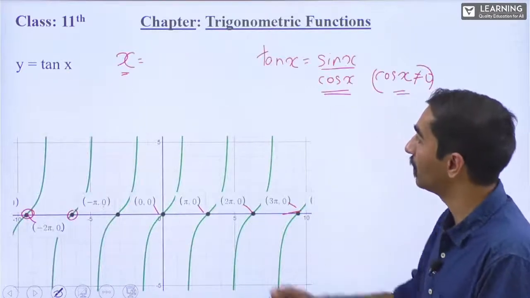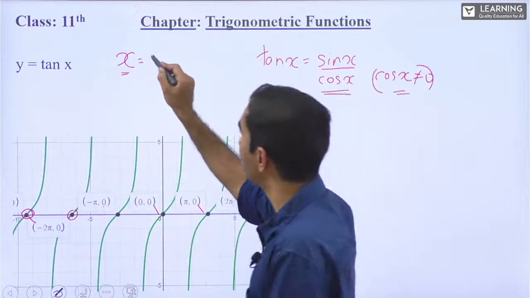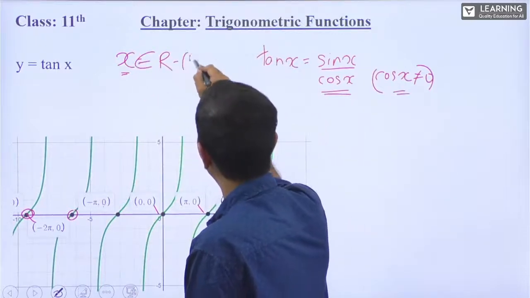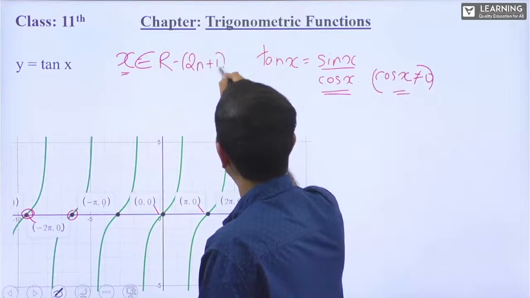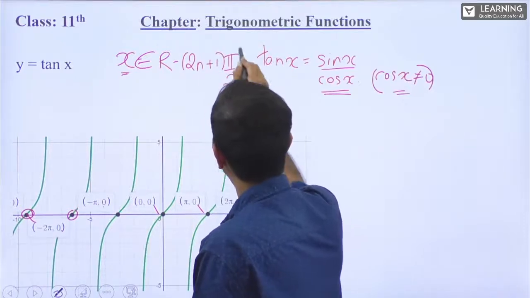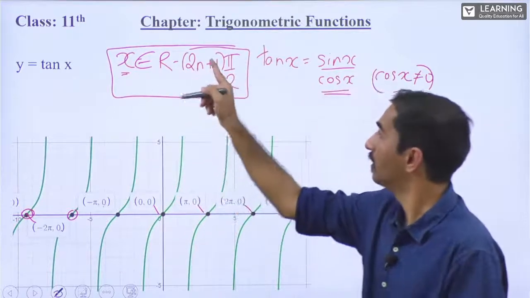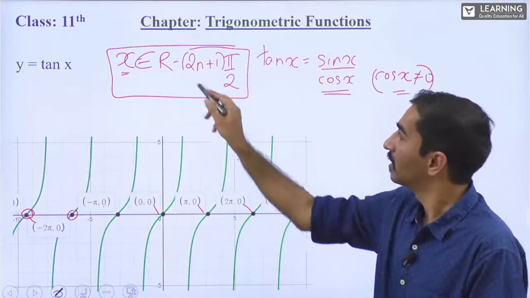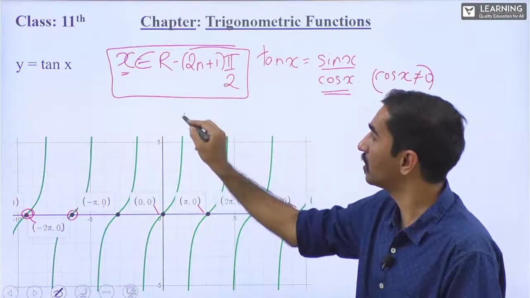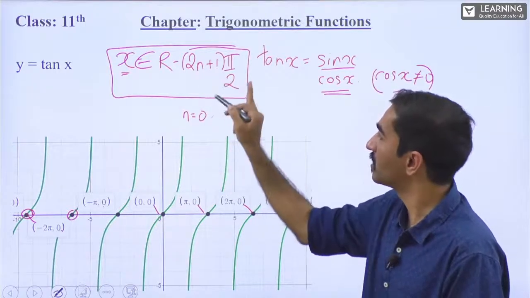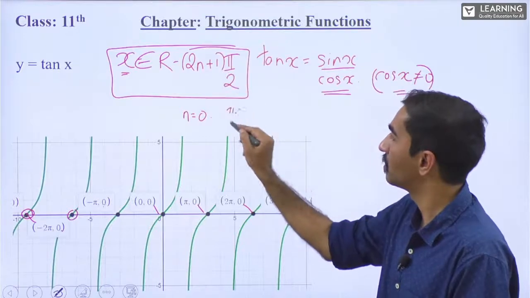So for the domain of x, what can we write? X belongs to the set of all real numbers except 2n plus 1 pi by 2. This will be the domain for tan. Understand what I have written here: 2n plus 1 pi by 2. Now you substitute n is equal to 0. 0 plus 1 is 1. 1 into pi by 2 is pi by 2.